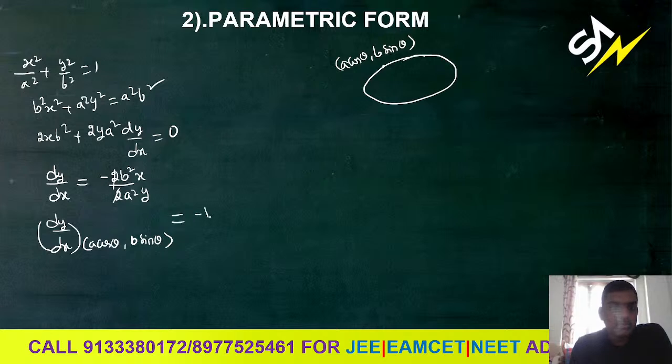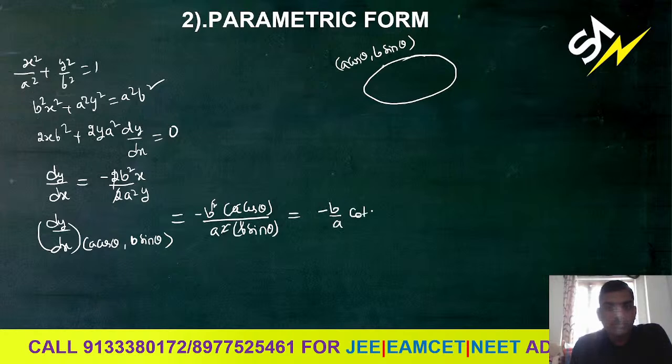Then dy by dx at the point (a cos theta, b sin theta) is equal to minus b square into a cos theta divided by a square into b sin theta. So a and a get cancelled, b and b get cancelled. So we get negative b over a into cot theta. This is the slope.